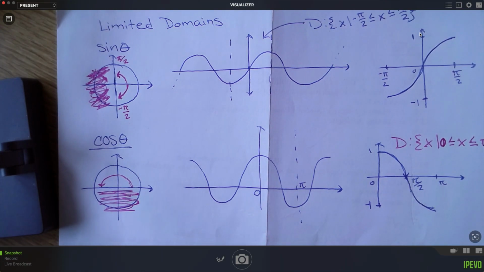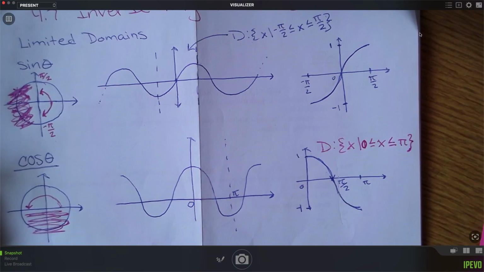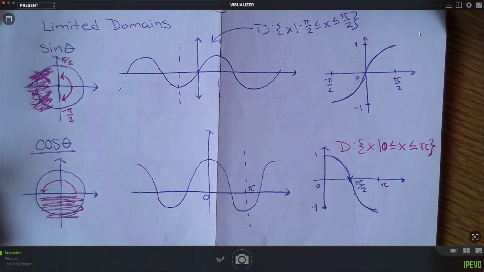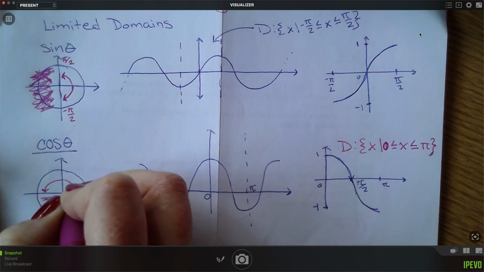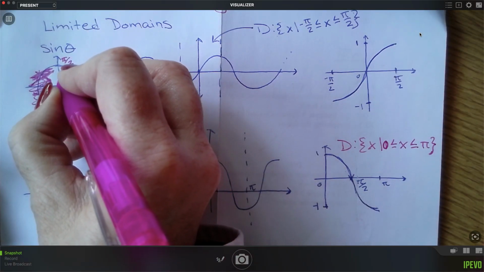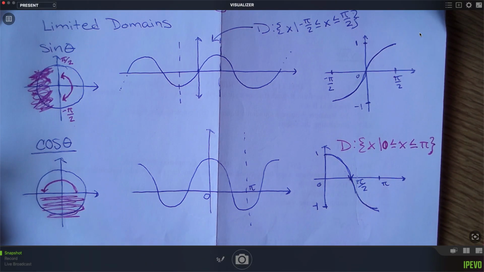So what this does for me is, it doesn't go back and forth on the unit circle. With cosine I can just go all the way over here. But on sine, I can only go up to pi over 2 or down to negative pi over 2. I can't keep going because you always start at 0, right? Okay.